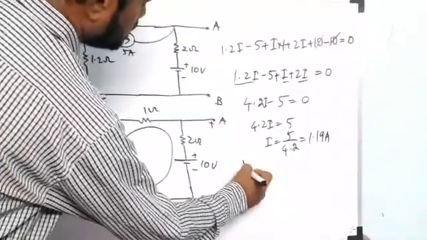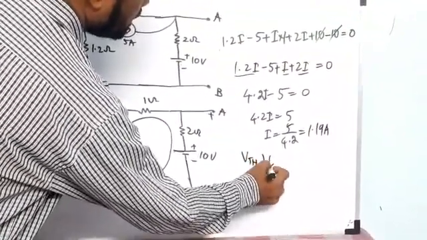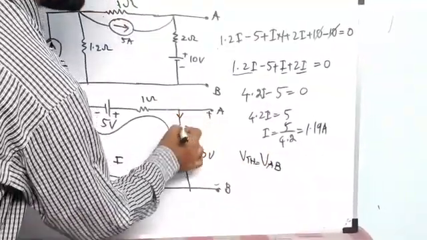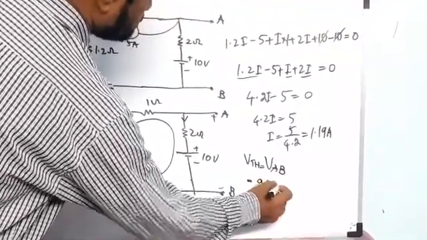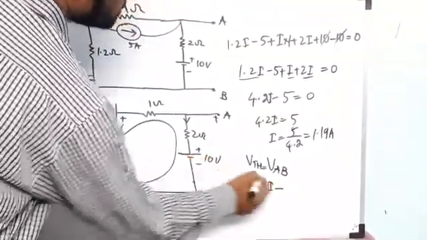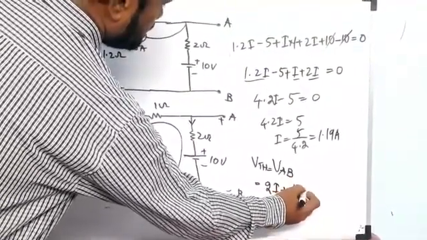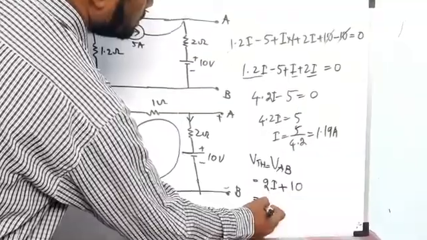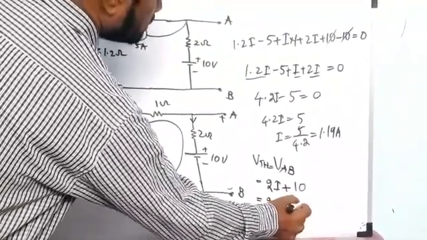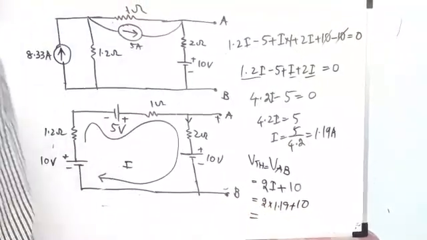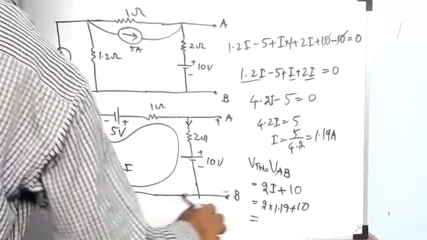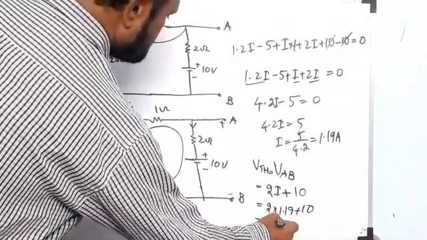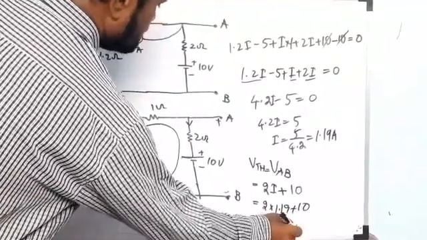So VTH is equal to VAB. So 2 into I, so minus or plus? Because of plus polarity, so plus 10. So 2 into I, which is 1.19, plus 10. So the value is 12.38 volt. That is VTH.